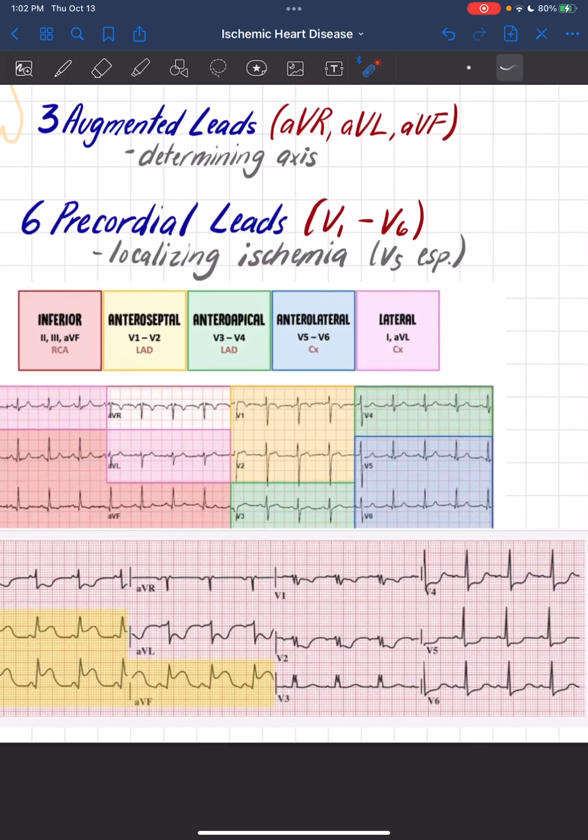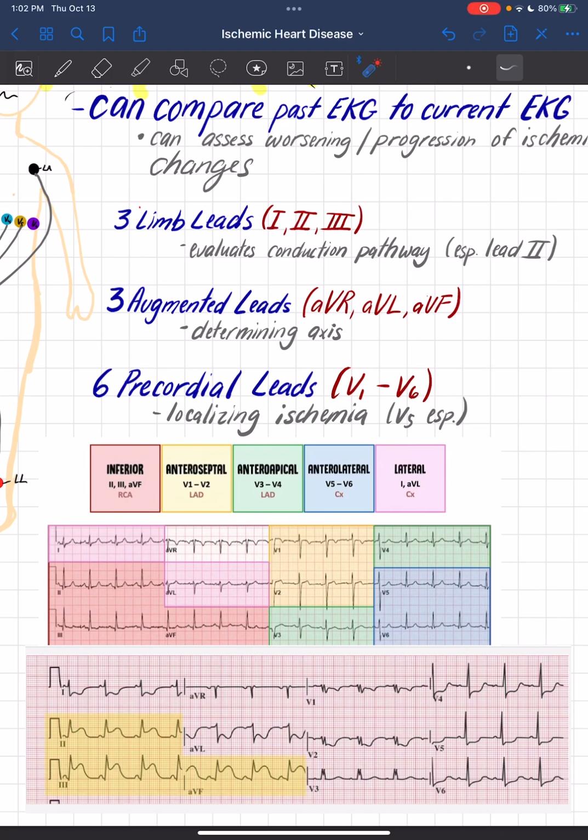And here's an example of a 12-lead. I just found a picture that color-coded the different leads and what part of the heart they're associated with. And down here, you see a 12-lead EKG, and they've highlighted 2, 3, aVF. And what type of MI is this? This is an inferior wall MI.